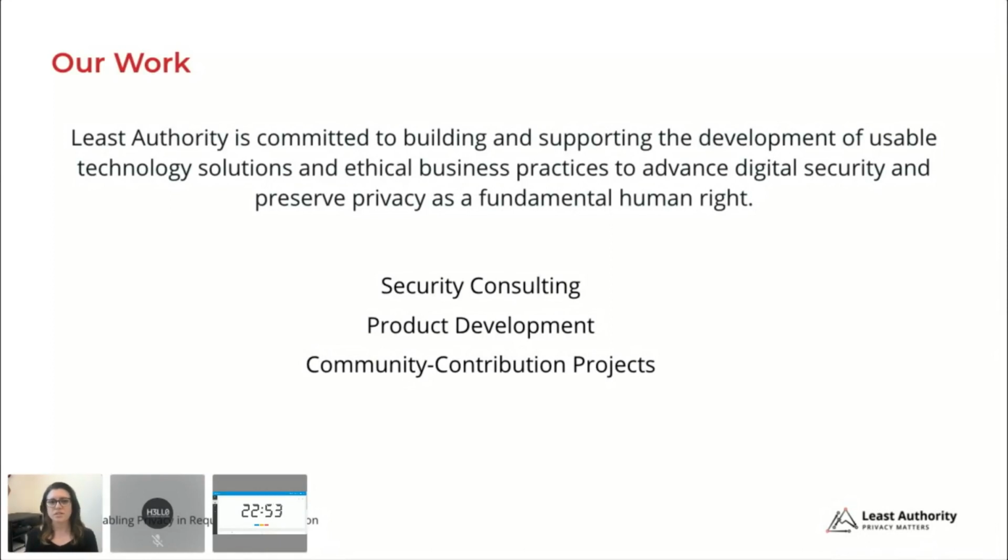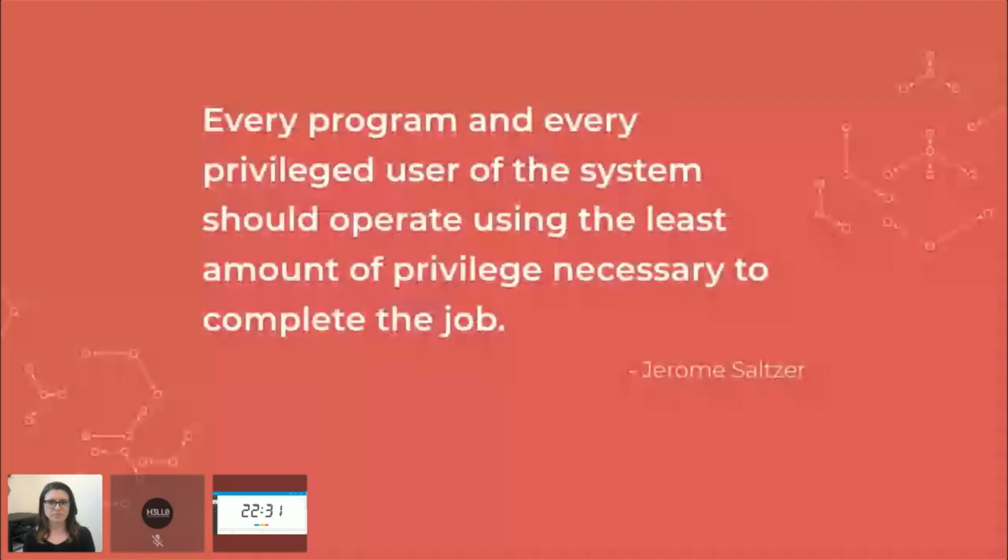And then because we care about these topics so much, we also do community contribution projects. And so this can be a range of things from grant work with special at-risk users to also contributing our code as open source, publishing papers, doing all kinds of other things where we do it more for the sake of contributing to the community along with the other business that we do. So this is the principle of least authority. Every program and every privileged user of the system should operate using the least amount of privilege necessary to complete the job. And this is one of the things that we keep in mind when we do our work.